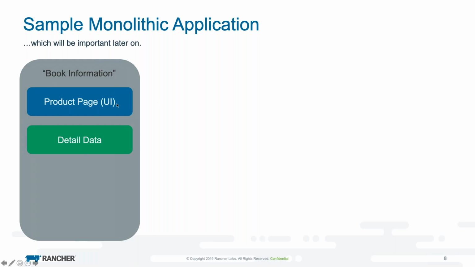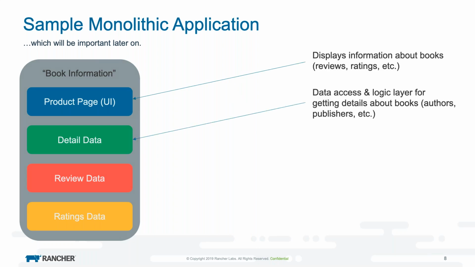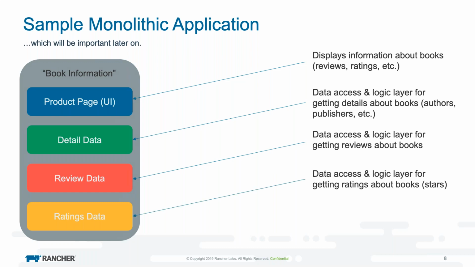So I have the BookInfo with its product page. I have detail data, so the product page will pull in details about the book, like the author and the ISBN number. The product page will pull in information from review data. So how did someone like this book? They've given it a review, and we can view that information in the UI. And then finally, ratings data. If a user leaves a rating, how many stars out of 5 did a particular book get? So again, we're displaying information about the books. This is the data access and logic layer for getting details about our book. This is the data access and logic layer for getting reviews about the book. And this is the data access and logic layer for ratings about the book.